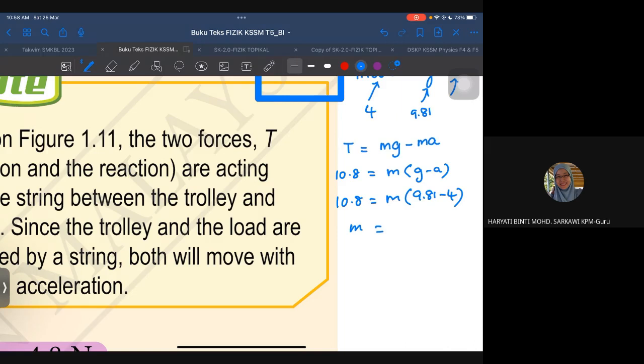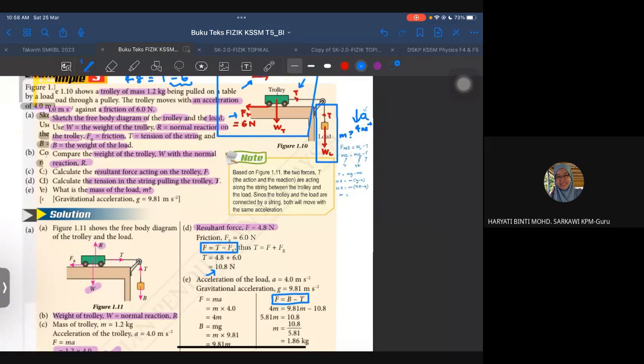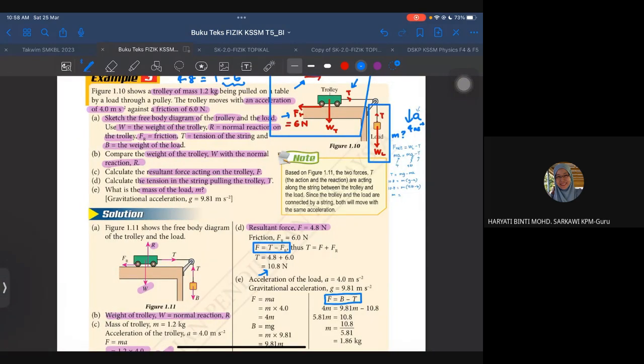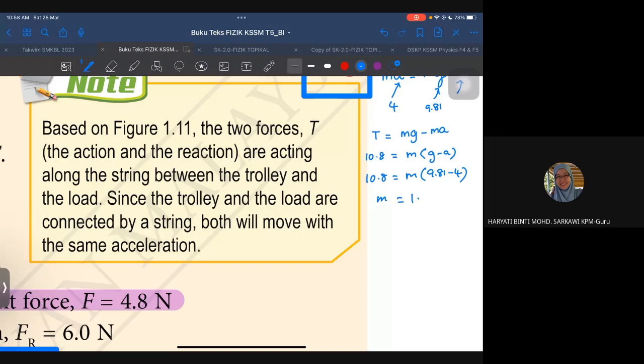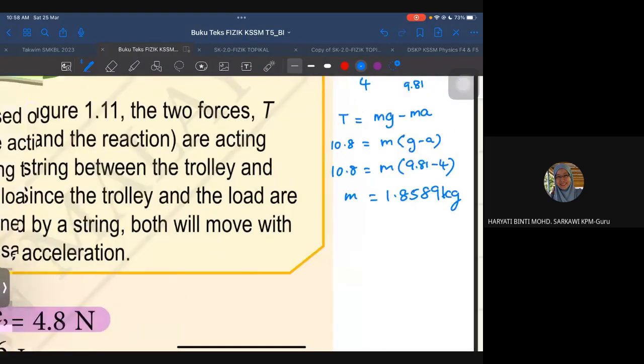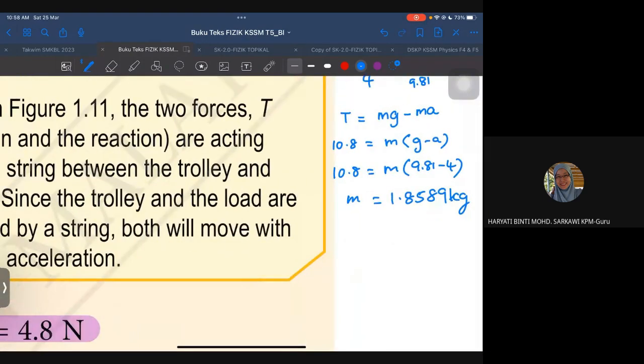Okay, 1.86 kilogram. Ryan is more accurate. Is it 4 decimal places? 1.8589. Alright. So in SPM, it's good to write your answer to 2 to 4 decimal places. Ling Wei Jian's answer is correct. Also 1.86, rounded off correctly. Yen is also correct. So it will be 2 to 4 decimal places.